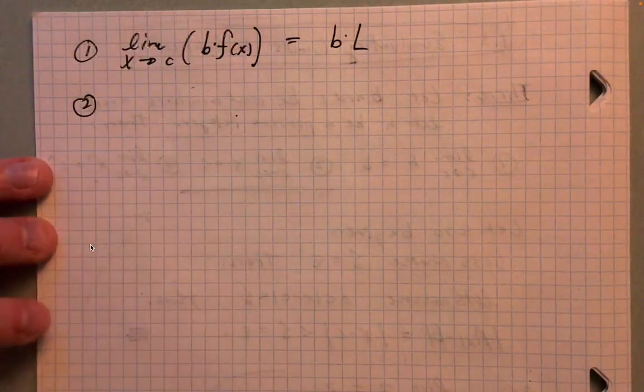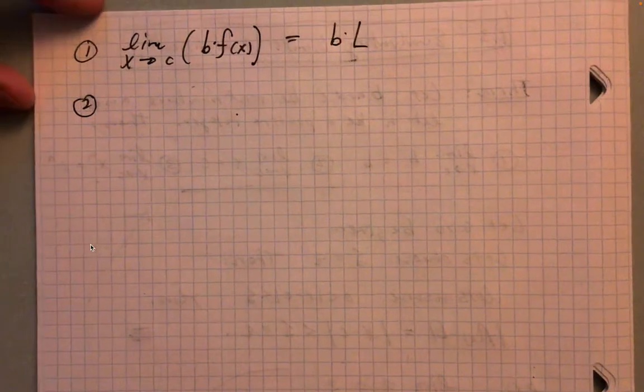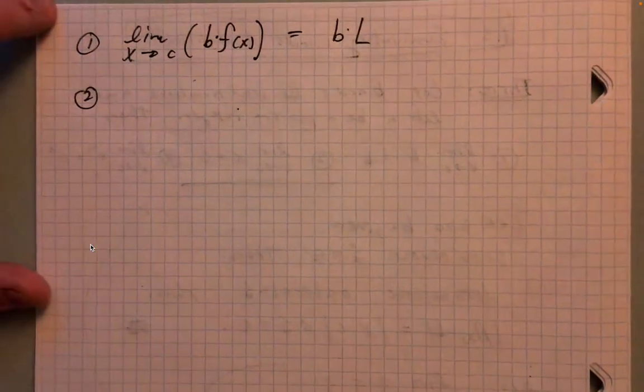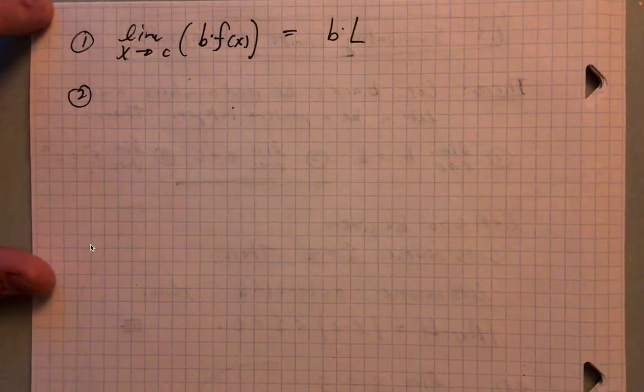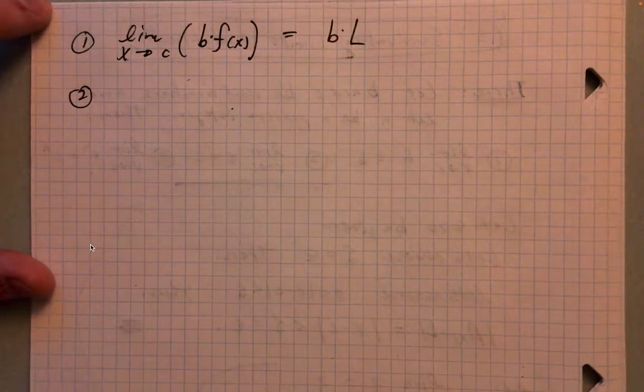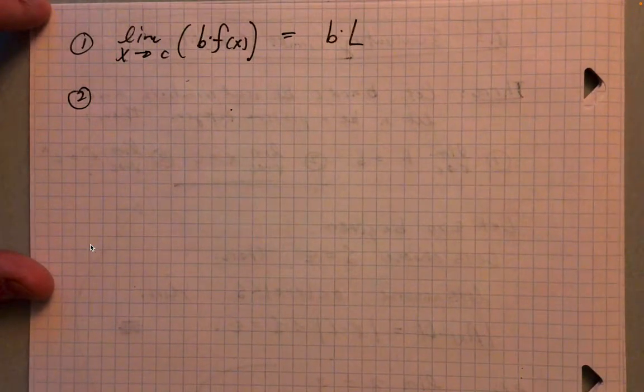Example 2, or item 2. So remember, this is all the theorem. These are the consequences of our assumptions that b and c are real numbers, and n is a positive integer, and f and g have limits L and k.